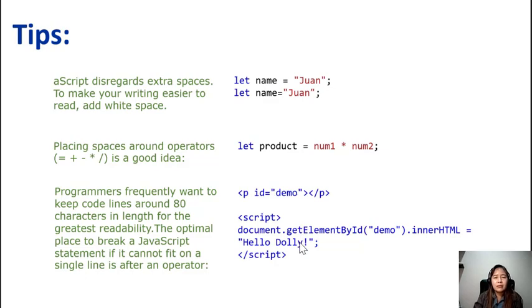However, if you really need to put a particular long code into 2 lines, it is recommended that we end it with an operator. So for instance, here you have document.getElementById and then demo.innerHTML. Because the rest of the value hello dolly could no longer fit in one line, it is suggested that if you need to break down a particular long statement in JavaScript into 2, you end it with an operator. So in this case, the operator is the equal sign. So please do that in your future coding.